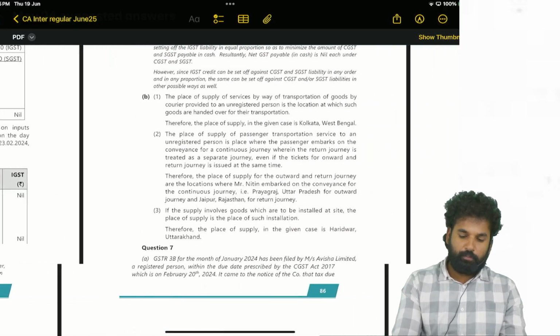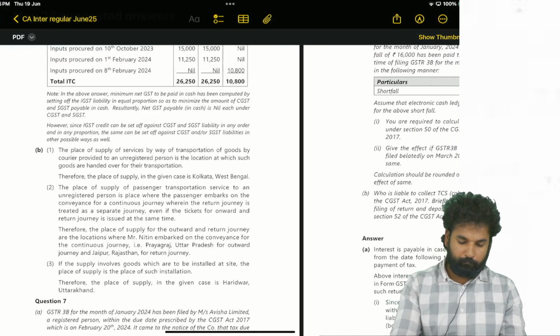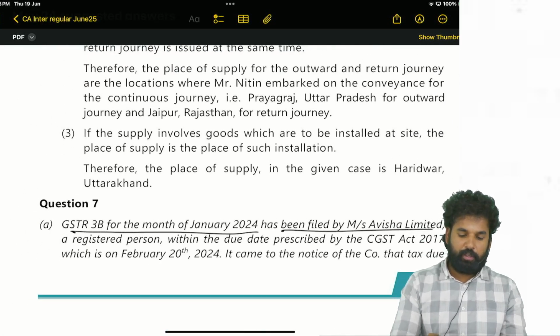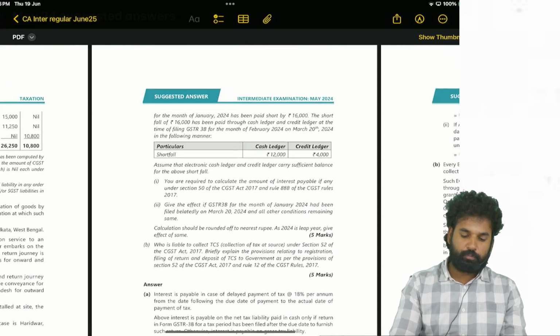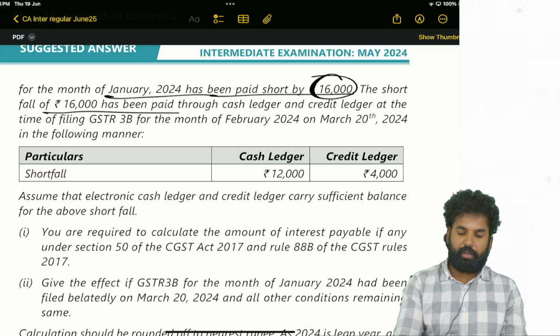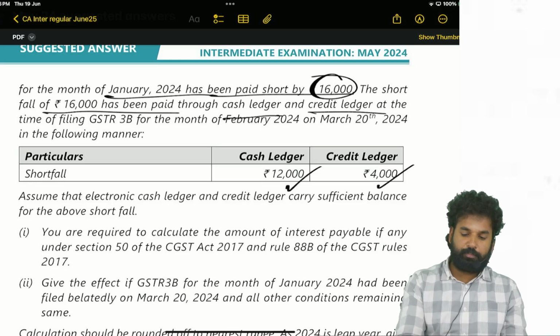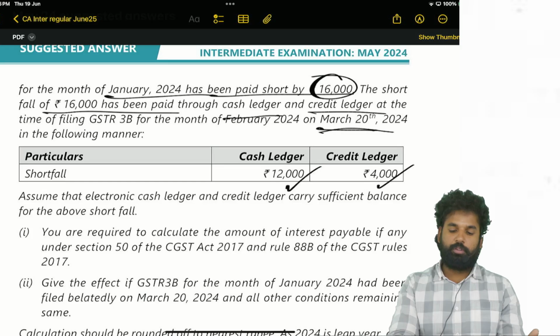Next. Question C, 7th question. GSTR 3B for the month of Jan 24 has been filed by Avinash Limited, a registered person, within due date prescribed by the CGST Act, which is on 20 February. It came to the notice of the company that tax due for the month of Jan 24 has been paid short by 16,000. Shortfall 16,000 has been paid by cash ledger and credit ledger. By using cash ledger 12,000, by credit ledger 4,000. Okay, so they have made the payment on 20th March. They have to pay on 20th February, but they have paid on 20th March.